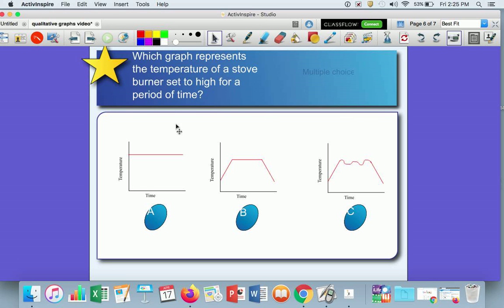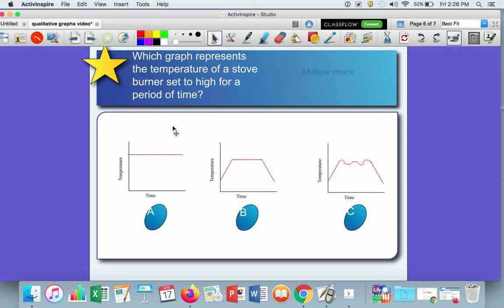Last example. Which graph represents the temperature of a stove burner set to high for a period of time? Well, your stove burner is only set to high. It's not going to warm up. It's not going to slow down, just straight line high. If we looked at graph B, that would be if you turned it on low and then gradually increased it, kept it high, and then made it low again. And on graph C, you would vary it between highs and lows. So A is your answer.